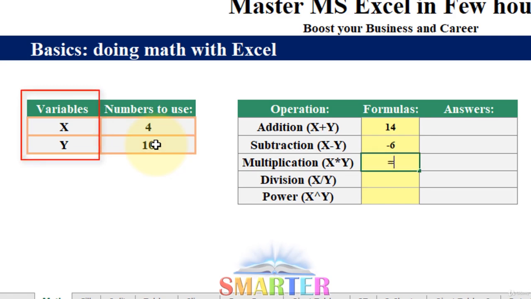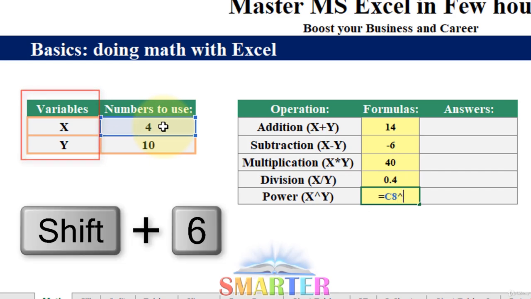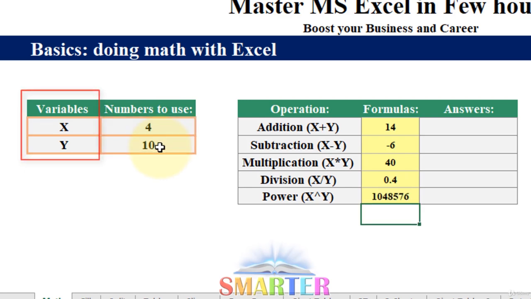Let's do multiplication. First cell reference by the second cell reference, and the result will be 40. Division. Let's divide the first cell reference, forward slash, and the second reference. Okay? 0.4. And power: the first cell reference, Shift 6 power sign, and the second cell reference. Okay? This is a huge number.